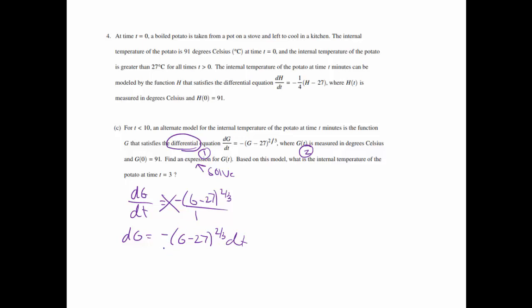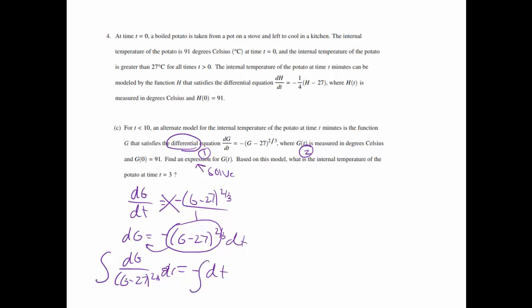In order to take the integral of this, I do need to have my variables on the same side. So I need this over on the other side. And to get it over on the other side, I'm going to divide. So I'm going to have dg over (g minus 27) to the 2/3 equals negative dt. We don't need to move the negative. All right, now I have my variables separated, so I'm ready to take the integral.